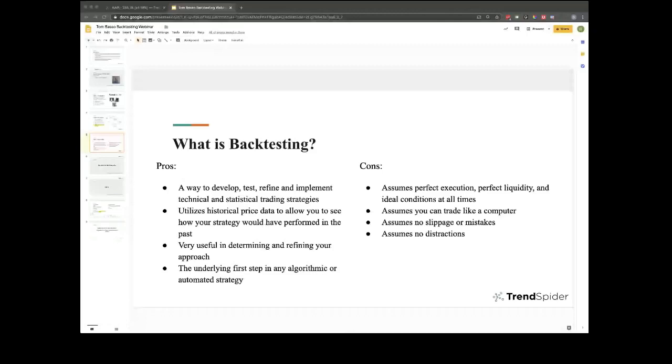So back to backtesting. The concept here is pretty straightforward. We take historical price data and we test how a strategy would have worked against that data if it were traded perfectly. Meaning every time a buy signal occurred, you bought, and every time a sell signal occurred, you sold. You got perfect execution, with no slippage. You got the best entry price, the best exit price, and everything worked out great.